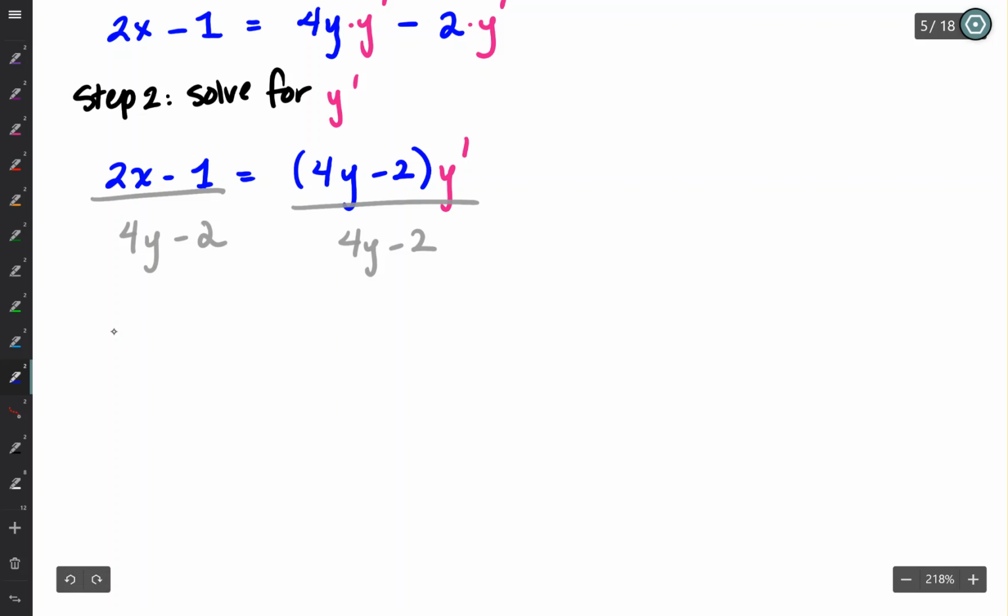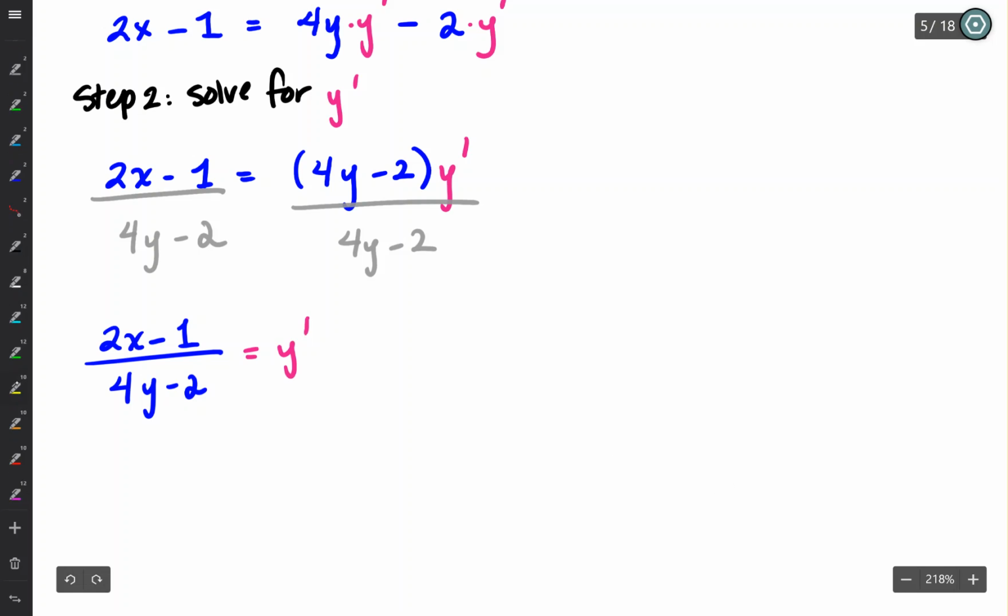We have 2x minus 1 all over 4y minus 2 is equal to y prime. There is no side to equalities. Beautiful.